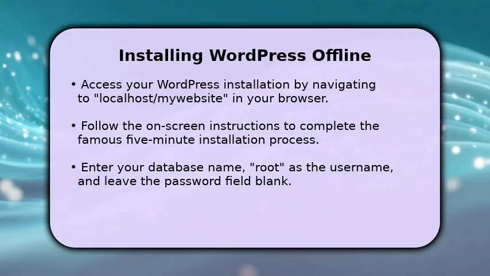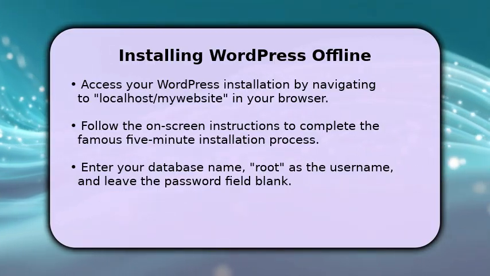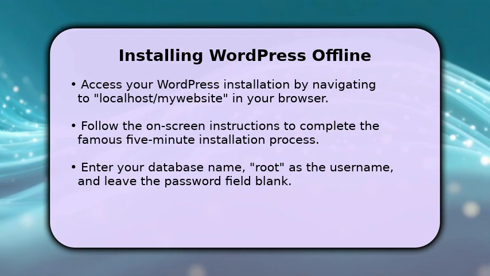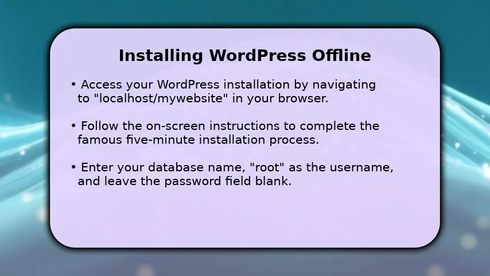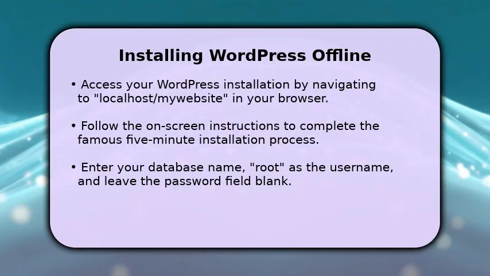When asked for database details, enter the database name you just created, use root as the username, and leave the password field empty. Complete the remaining steps, and your offline WordPress site will be ready to use.